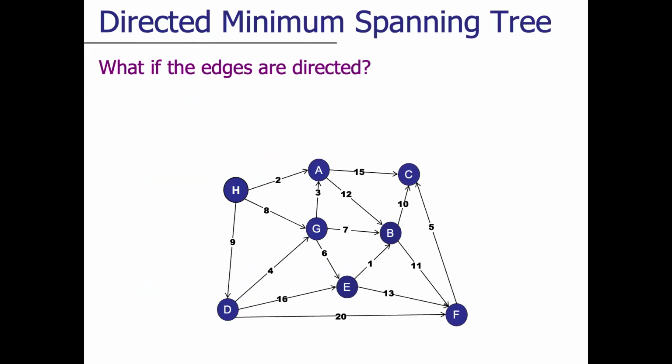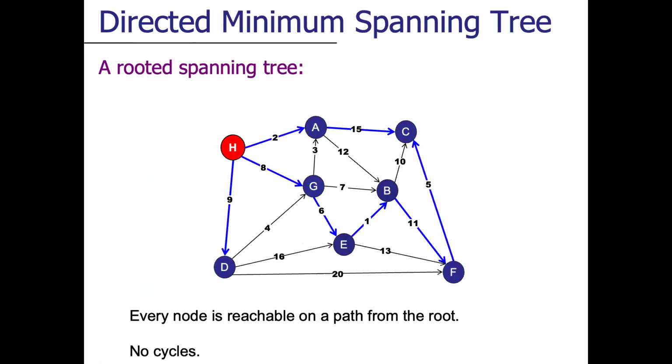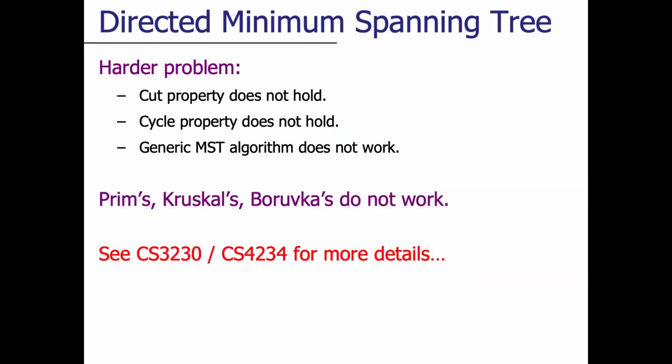So we talked about directed minimum spanning trees, though the problem definition becomes really hard. If the edges are directed, it's hard to define what the minimum spanning tree would be. One specific formulation is that we choose a root, and then we generate a spanning tree so that every node is reachable, there is a path from the root to the node, and there are no cycles in the process. It turns out to be an extremely difficult problem since all the properties are gone. The cut property is gone. The cycle property does not hold.